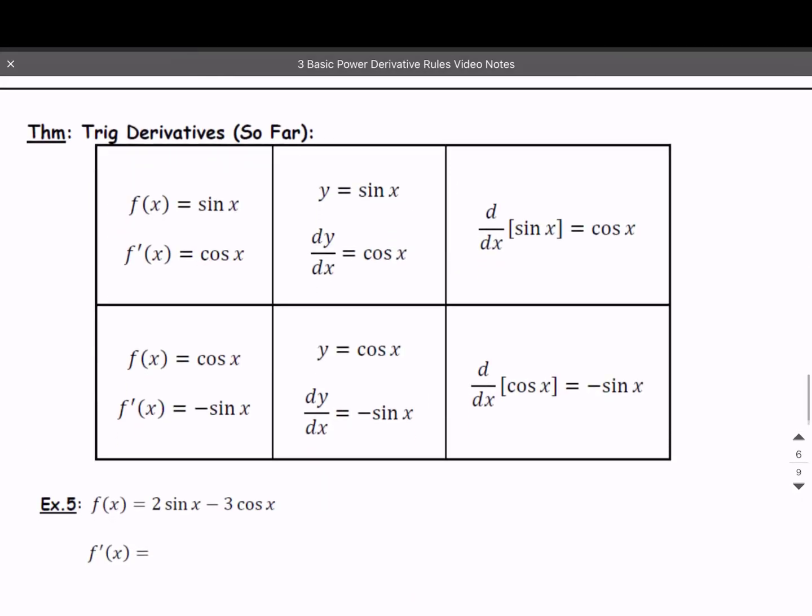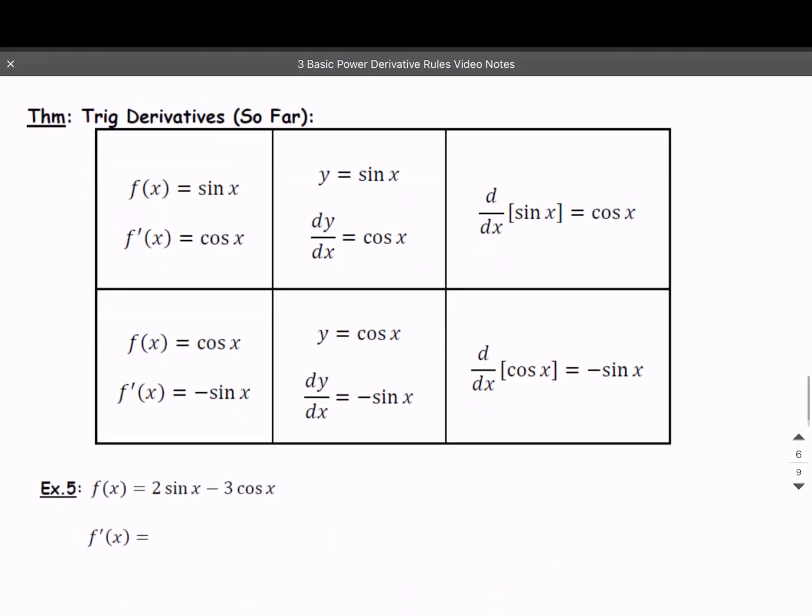Last thing to learn today, and it's not really that you're learning it. We already learned it in our previous unit, but it's coming back. So we already learned that the derivative of sine x is cosine x, right? Remember that? And we learned that the derivative of cosine x is negative sine x. So those two derivatives you're going to need to know for this unit because we're going to use both of those derivatives, so you need to know that.